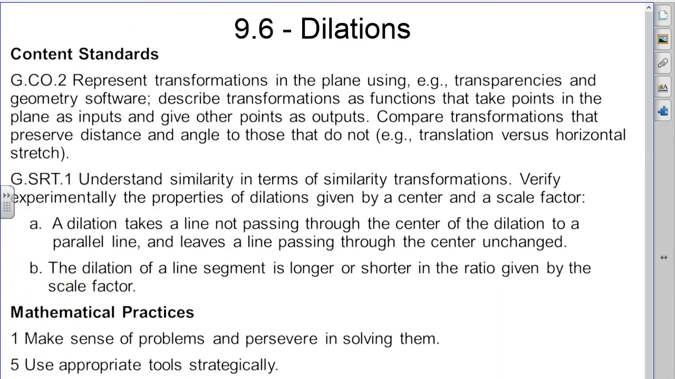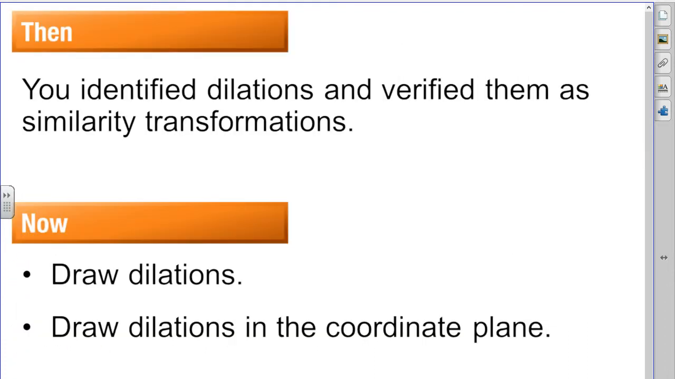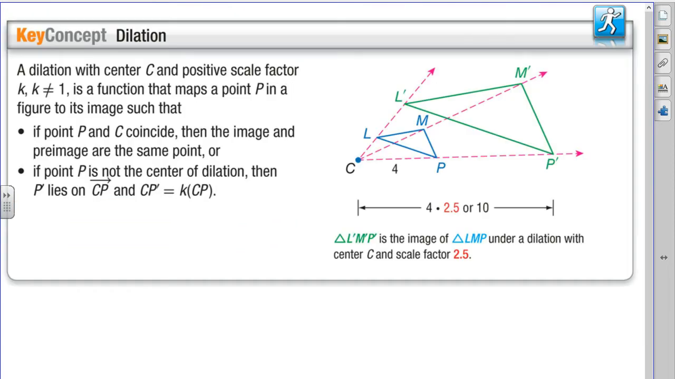Let's see here, scroll over. So I've already done dilations earlier and called them similarity transformations. Now we're going to do all this stuff kind of again. So when we defined dilations back in the day, we took a point and ran a ray through all of the vertices, or really technically all the points, but we did all the vertices of a triangle.